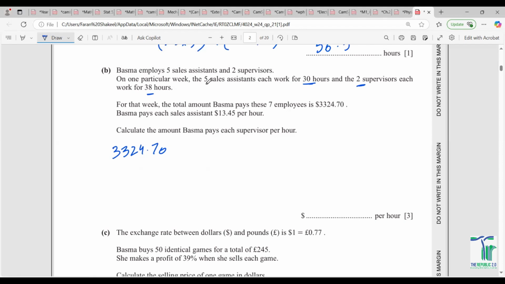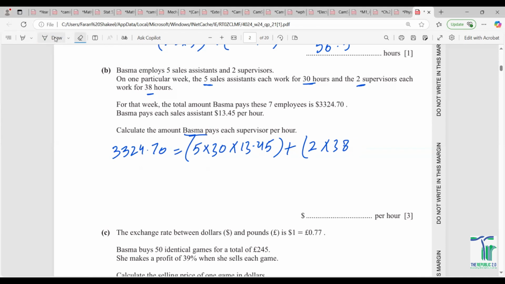Bisma pays each sales assistant 13.45 per hour. Sales assistant कितने हैं आपके पास? 5. और वो काम कितना कर रहे हैं? Each work for 30 hours. So total कितना work करेंगे वो? 5 times 30. और उनकी payment per hour कितनी है? 13.45. हमने total cost निकालनी है. And similarly, we've got 2 supervisors and they're going to work for 38 hours. But we need to calculate how much Bisma pays to each supervisor. So I'm just keeping it as X. उसको हम X रख देंगे. And now from this equation, we need to calculate X.